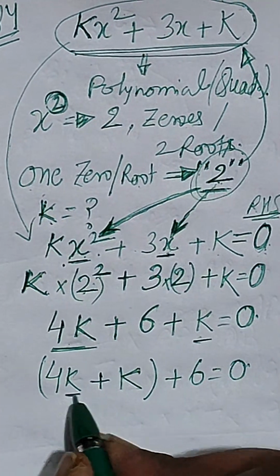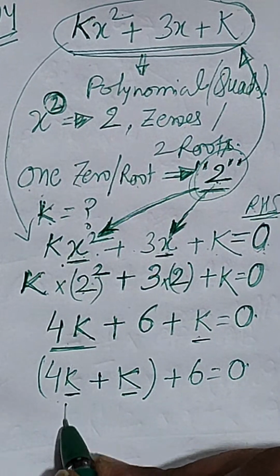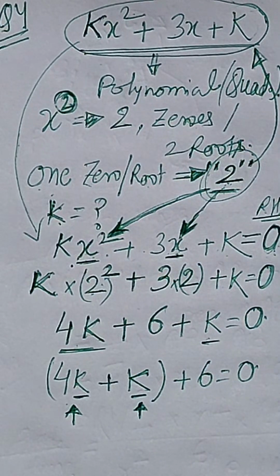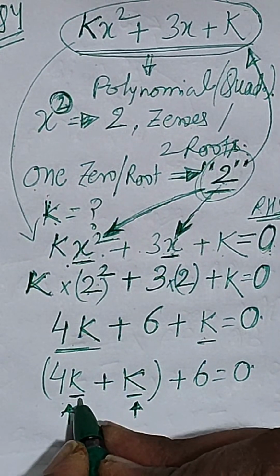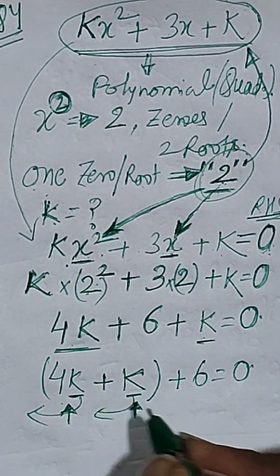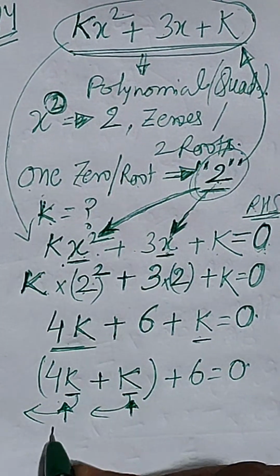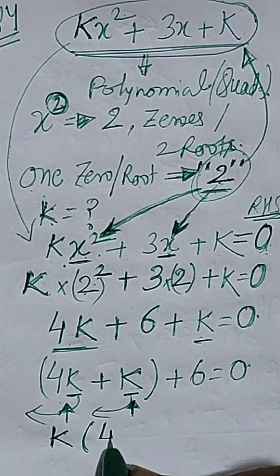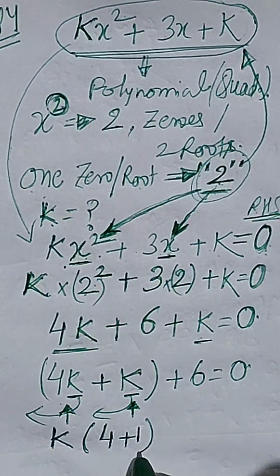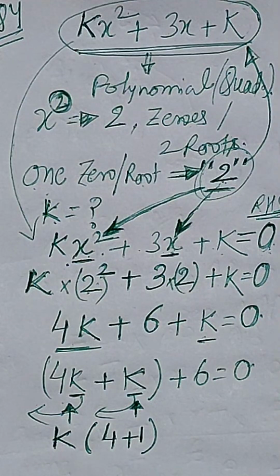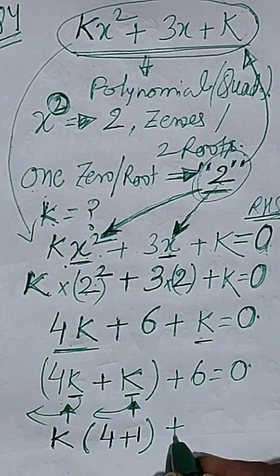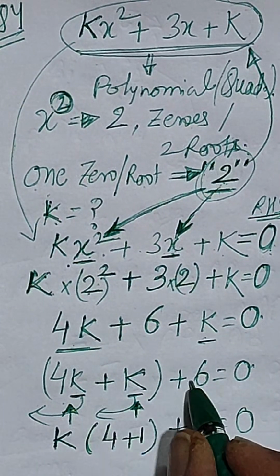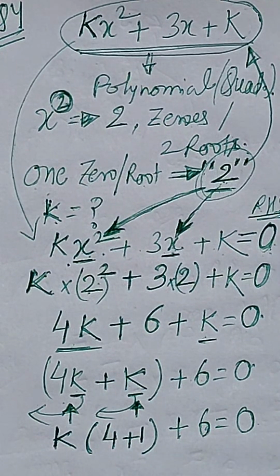From here you can see k is there in the first term and k is there in the second term, right? So what we will do, we will bring this k out of the bracket. Then 1k will be taken out, and inside the bracket we are left with 4 plus 1. If this is, then plus 6 equal to 0. Plus 6 is, as usual, the third term. 1, 2, 3. The third term is 6 as it is.